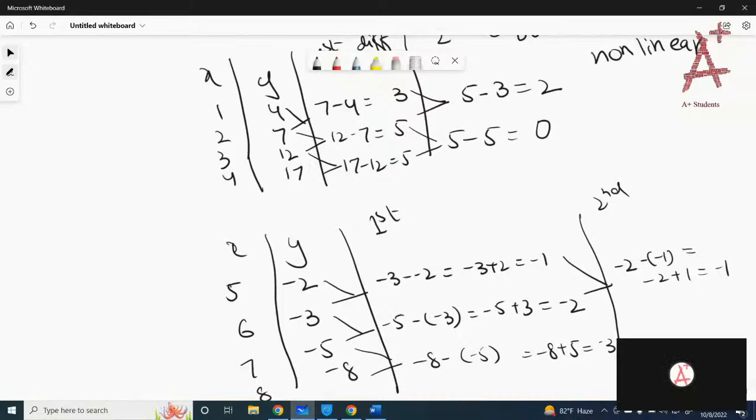Got it? And then negative 3 minus negative 2. A negative and a negative is positive, so it would be negative 3 plus 2, negative 1. See, the second differences are equal. That means it is a quadratic relation. Got it? So the third one is quadratic. Whenever the second differences are the same, that means it is a quadratic relation.